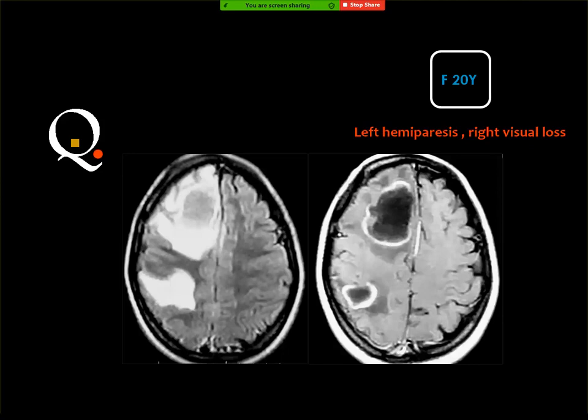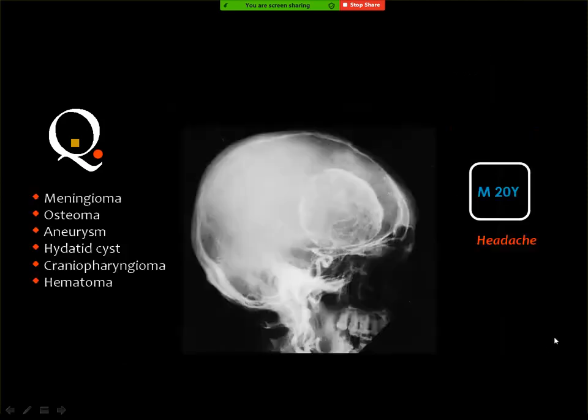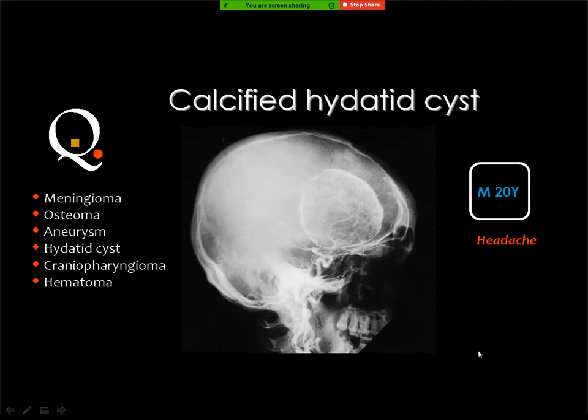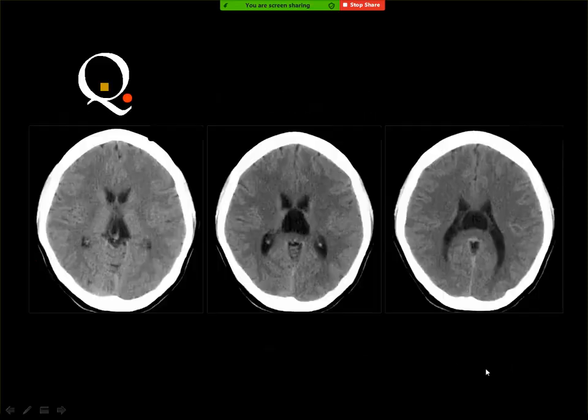This is MS, incomplete ring enhancement. Yes, very good. This is active MS, the big MS plaques with characteristic horseshoe enhancement or incomplete ring sign. Hydatid cyst. Yes, this is hydatid cyst, calcified hydatid cyst.